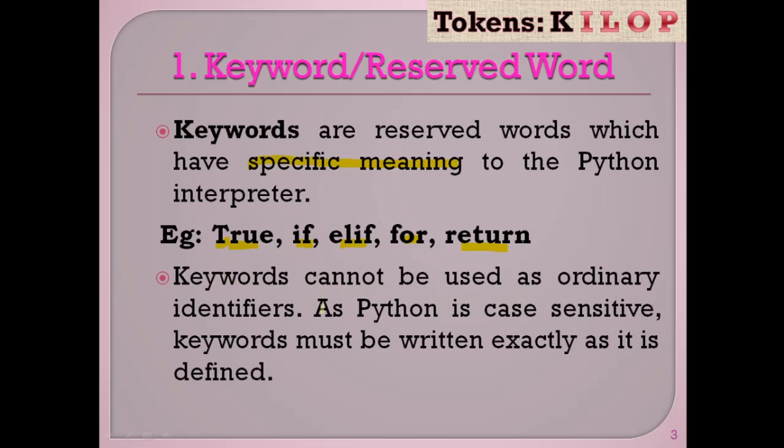Keywords cannot be used as ordinary identifiers. We cannot give these keywords as variable names because they have specific meaning to the interpreter. As Python is a case-sensitive language, keywords must be written exactly as they are defined.